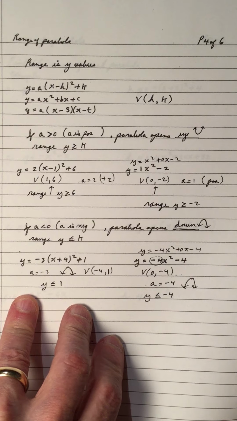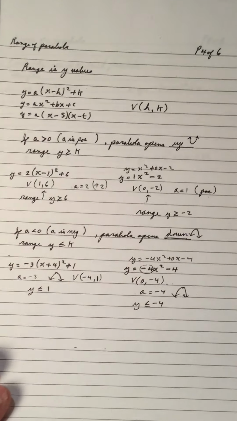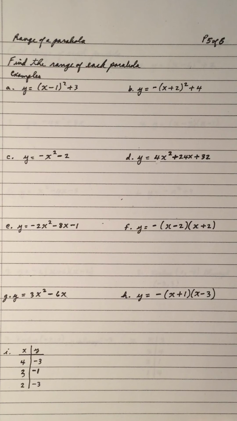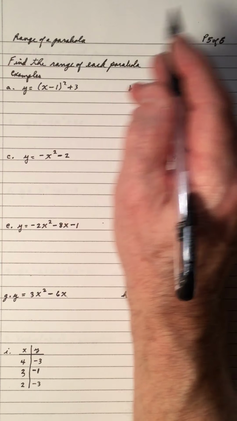Hopefully, you can see as a is positive, it opens up, so the range is greater than or equal to the y value of the vertex. And if it opens down, then the range is less than or equal to the y value of the vertex. Well, let's practice some now. The range of a parabola, very important.